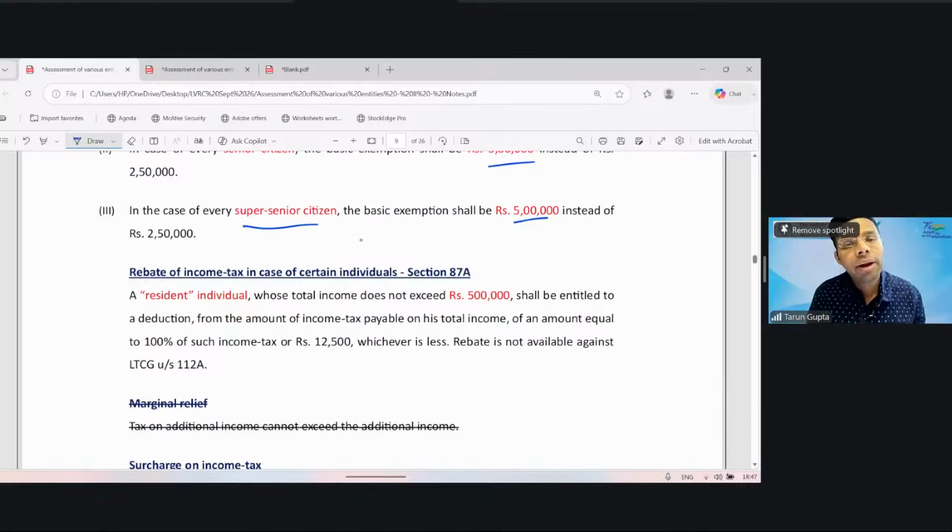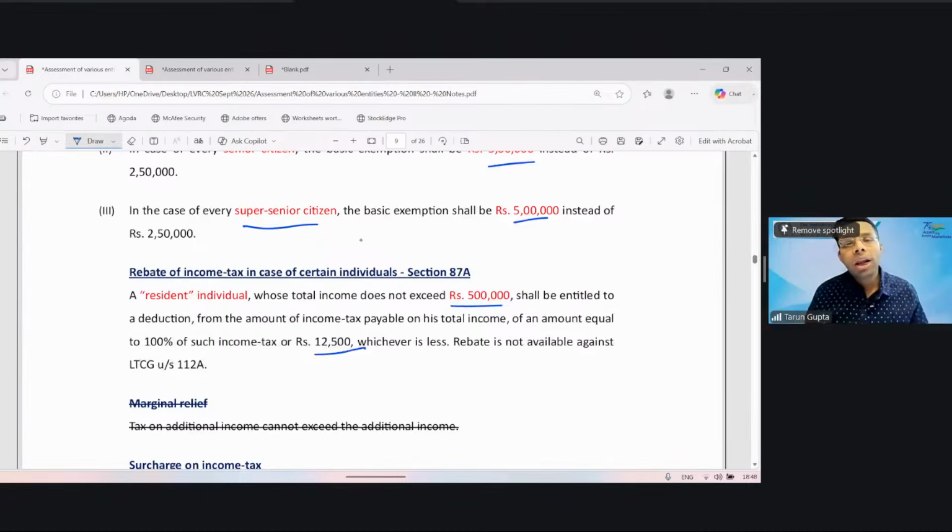Here also the rebate is available under the old regime, but similarly, the rebate is available only to a resident who is an individual, but here the income should be up to rupees 5 lakh. So rebate is available only if the income is up to 5 lakh. There it was up to 12 lakh. So rebate is equal to the amount of income tax or rupees 12,500, whichever is less.